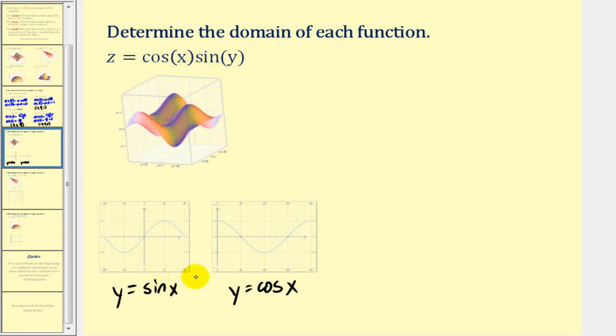What I mean by that is, for both of these functions down below, x can be any real number. So looking at this function here, x can be any real number, and so can y. So that tells us the domain is going to be all real numbers for both x and y.